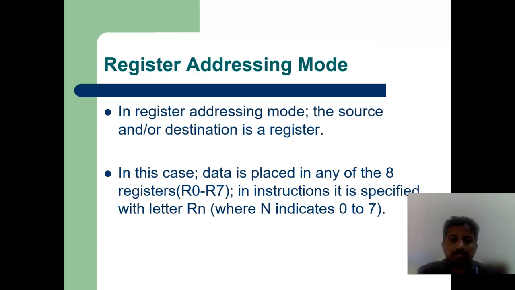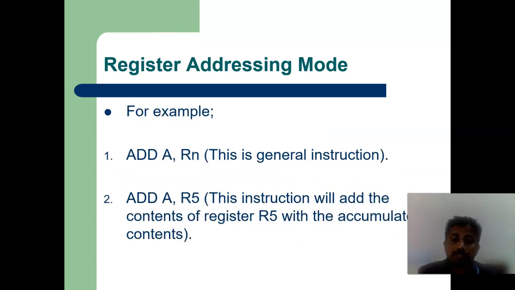Starting with register addressing mode. The name here is register. Register defines both source and destination. If in an instruction both source and destination are registers, then this type of addressing mode is called register addressing mode.